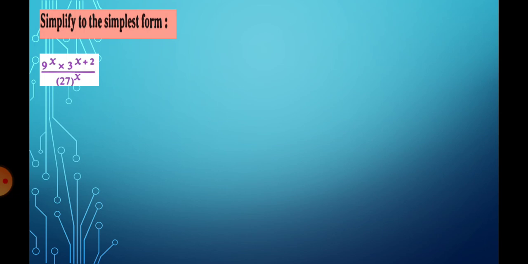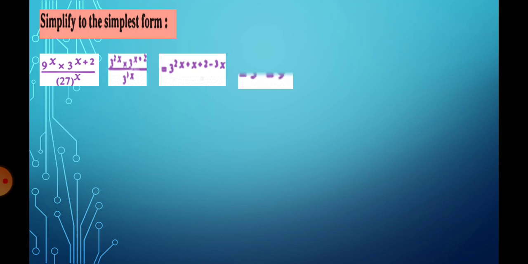9 to the power x times 3 to the power x plus 2 over 27 to the power x. 9 will be 3 power 2, or 3 times 3. 27 will be 3 times 3 times 3, or 3 to the power 3. So we can write 3 to the power 2x times 3 to the power x plus 2 over 3 to the power 3x, equals 3 to the power 2x plus x plus 2 minus 3x. It will be 3 to the power 2 equals 9.